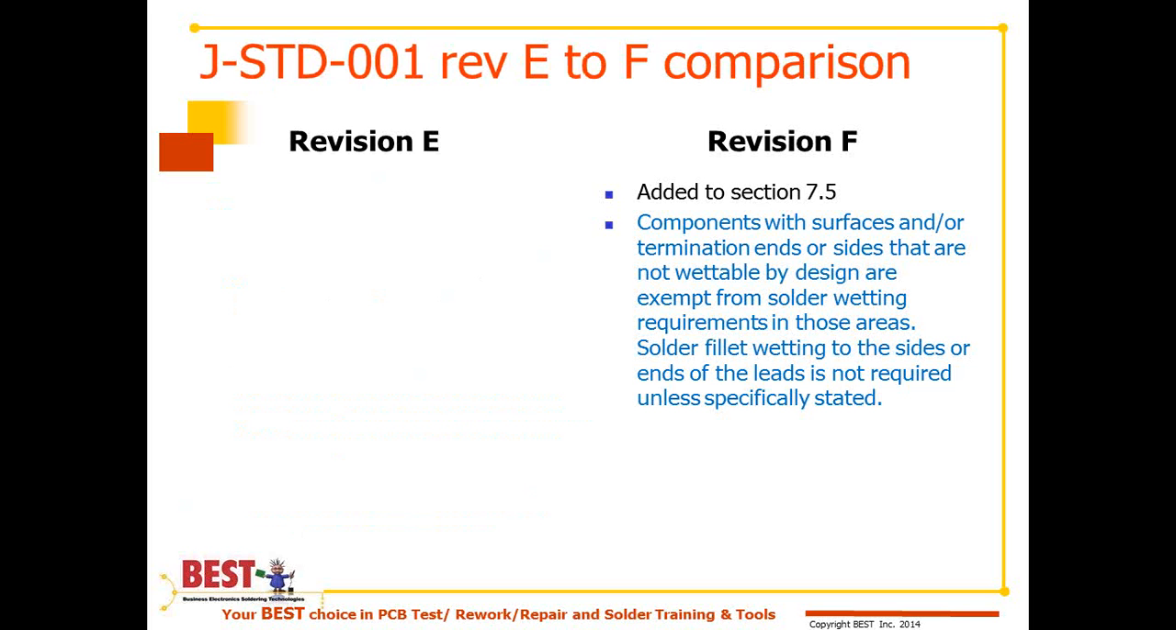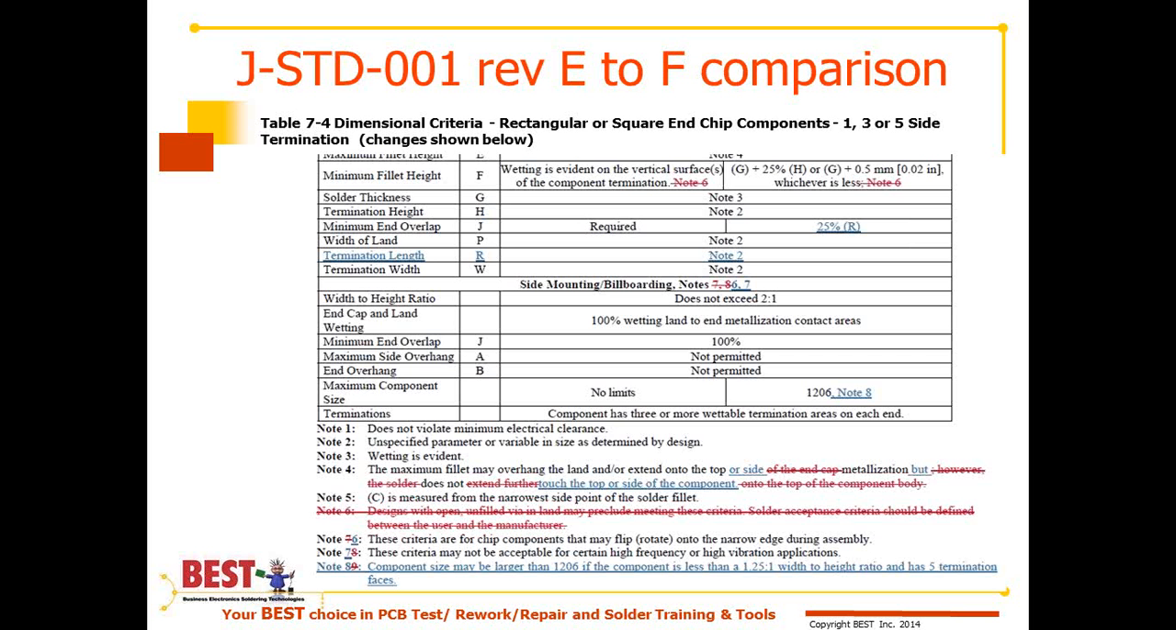Also, the solder fillet wetting through the sides or ends of the leads is not required unless specifically stated for those parts. Then looking at Table 7-4, this talks about the chip-style components, rectangular or square end of 1, 3, or 5-sided. They modified some of it. I didn't show the whole table here. They just modified part of it.